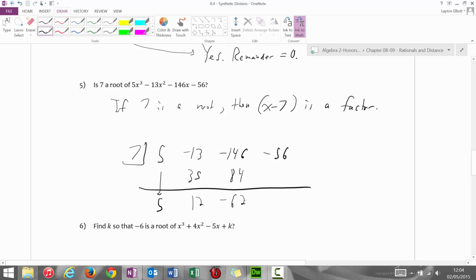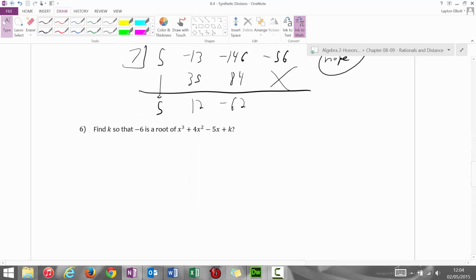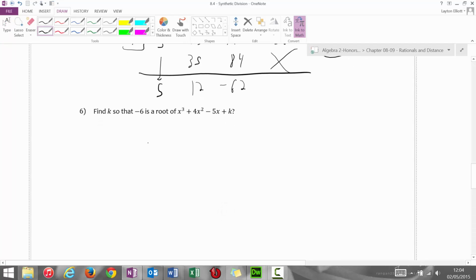And 7 times that is huge. It's much larger than negative 56. You can write it down, but I would just put a nope. Because again, 7 times the next number is going to be way too large to add to negative 56 and get a remainder 0.